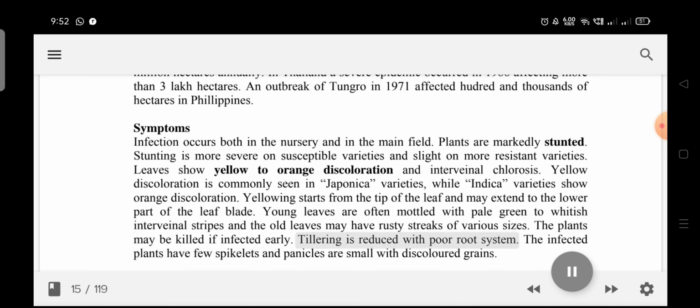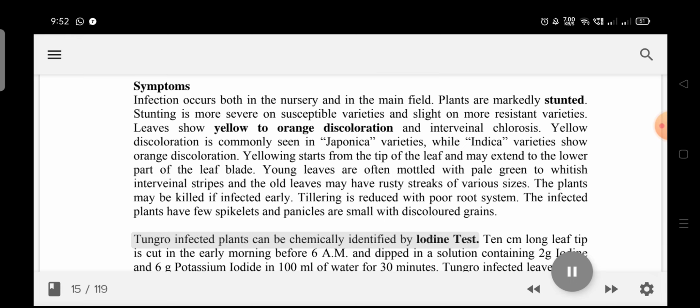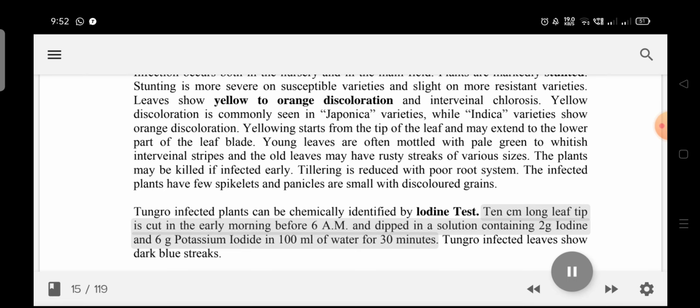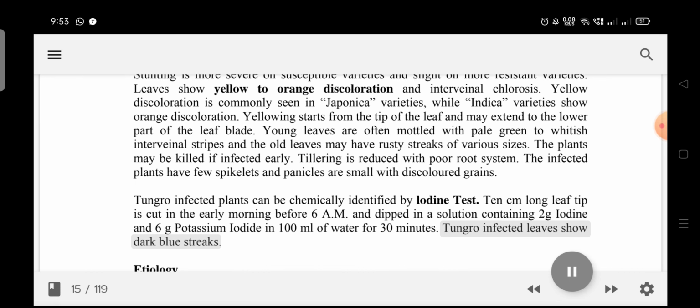Tungro infected plants can be chemically identified by the iodine test. A 10 cm long leaf tip is cut in the early morning before 6 am and dipped in a solution containing 2 grams iodine and 6 grams potassium iodide in 100 milliliters of water for 30 minutes. Tungro infected leaves show dark blue streaks.